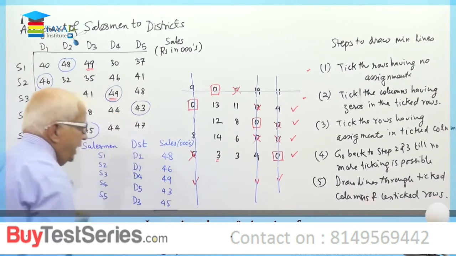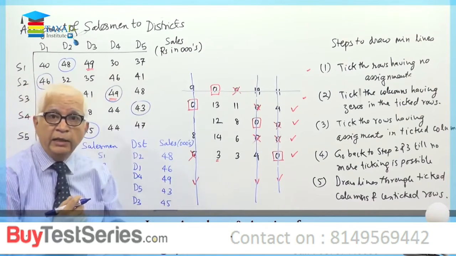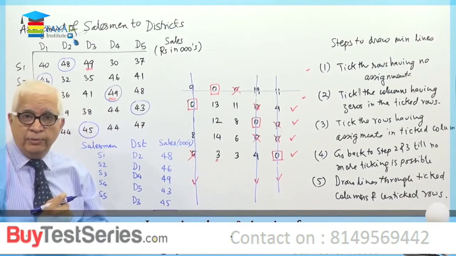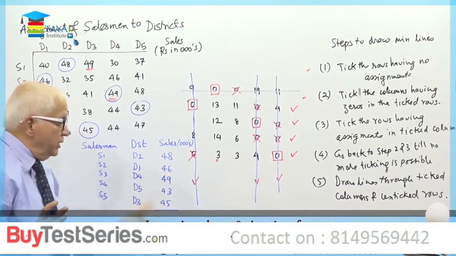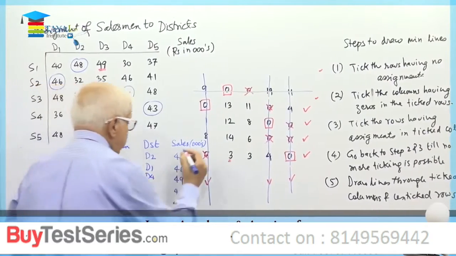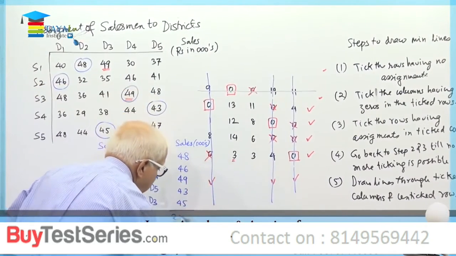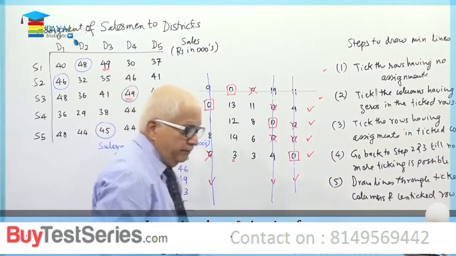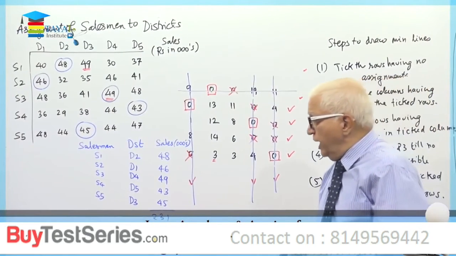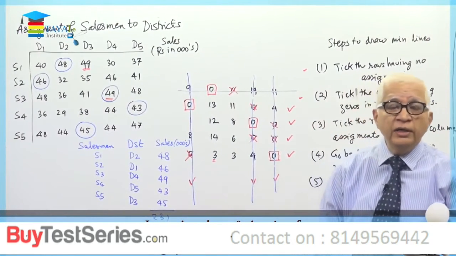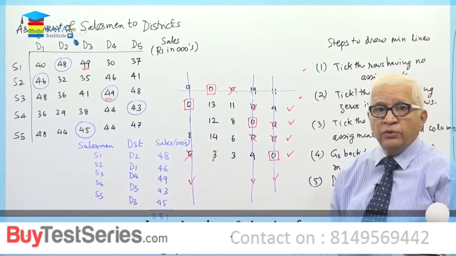So this is the total cell which I can get, and this cell will be maximum. I cannot make assignment in any other way and get more cells than this. But what is the total? 231. Which means that we can get maximum cell of only 231,000, that is 2,31,000.